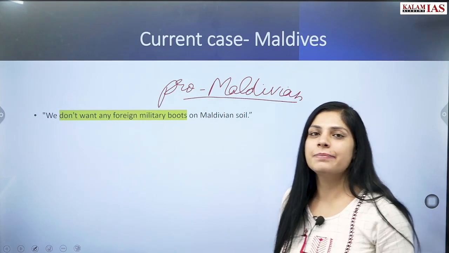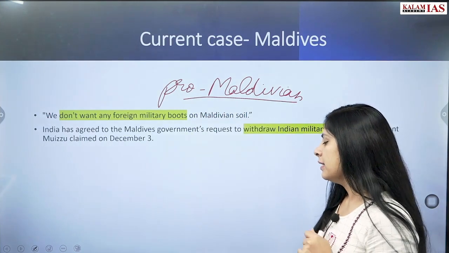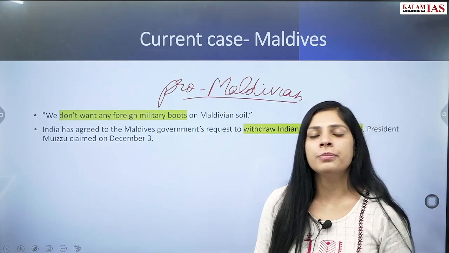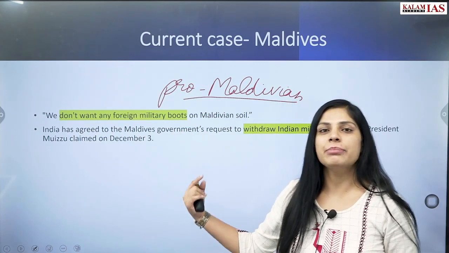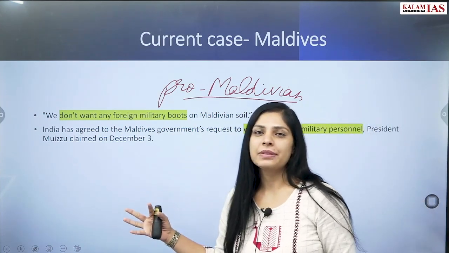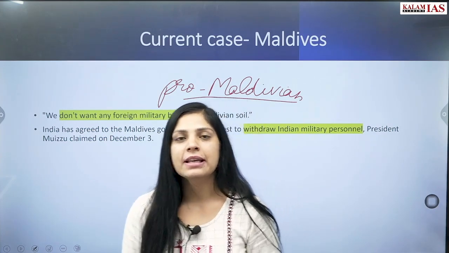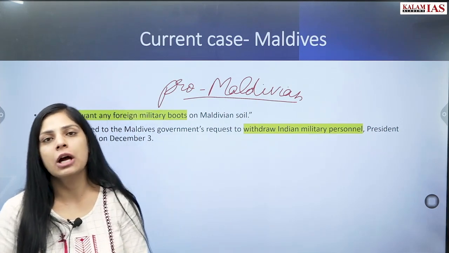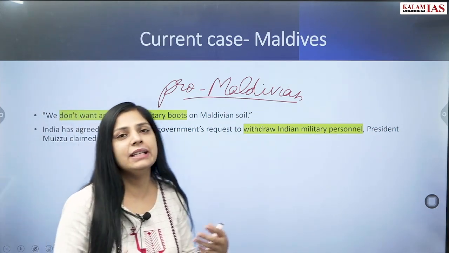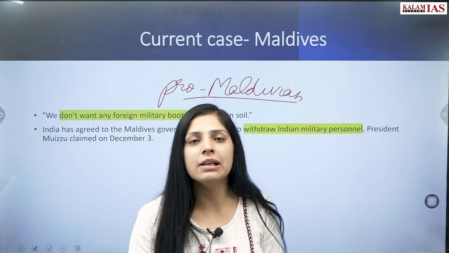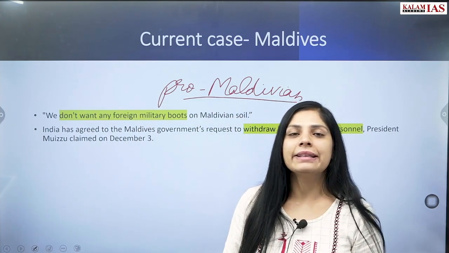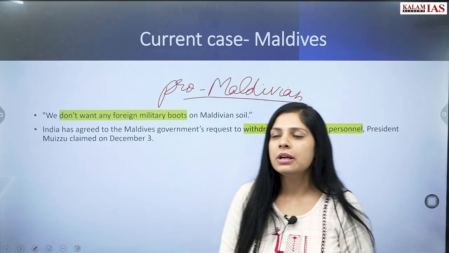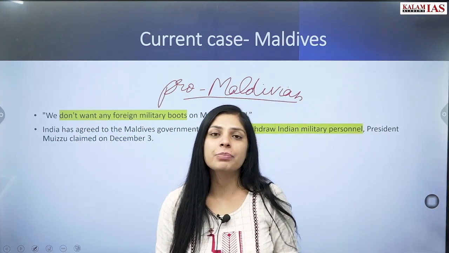But after he was elected to power, he made a request to the Indian government to remove its troops from the Maldives soil. On December 3, Mohammad Muizzu stated that the Indian government has accepted his request and is ready to remove its troops who have been stationed on humanitarian grounds in the Maldives. While the Indian government is saying that we are still working on the discussions and there have been agreements regarding formation of a core group to discuss this issue. This particular statement has been given by the President of Maldives.